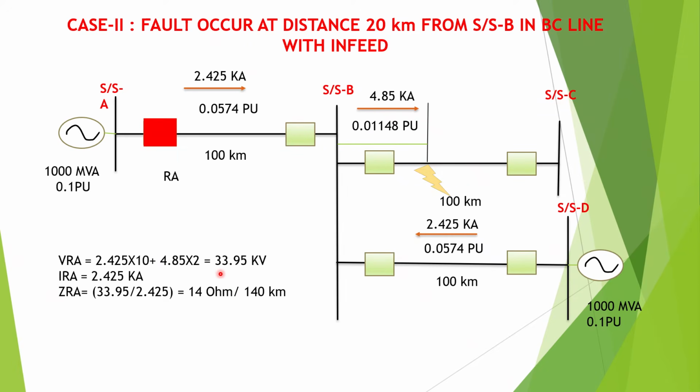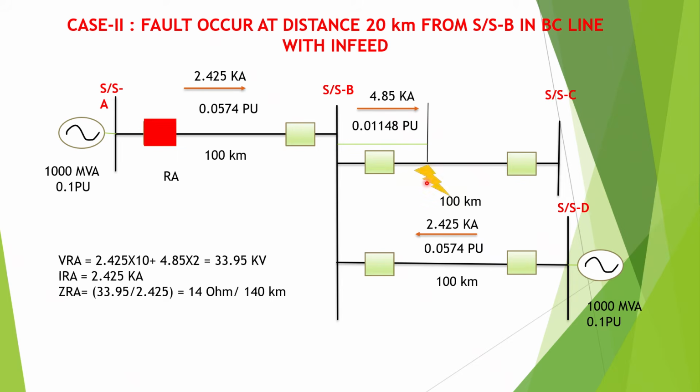So VRA comes as 33.95 kV, and IRA, that is the fault current sensed by the relay at substation A end, is equal to 2.425 kiloampere in terms of primary value. So the impedance sensed by the relay, ZRA, is equal to voltage divided by current, which is 33.95 divided by 2.425, which comes as 14 ohm. In terms of kilometer, it will be 140 kilometer.